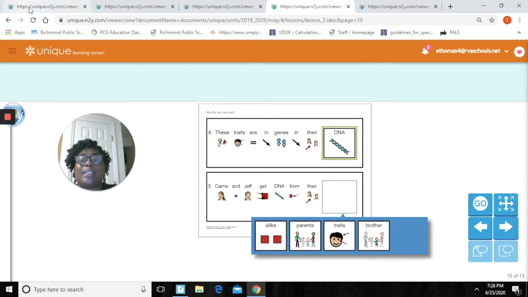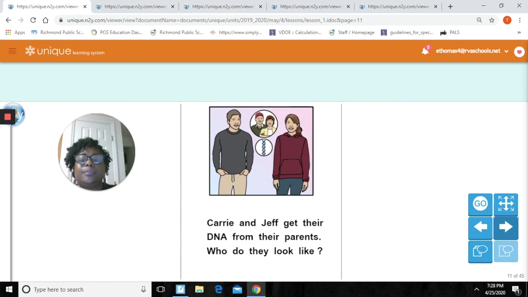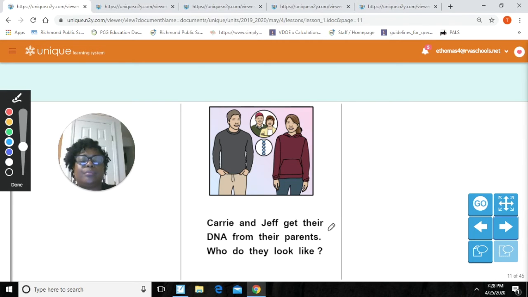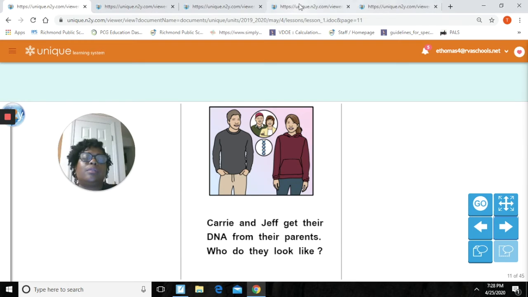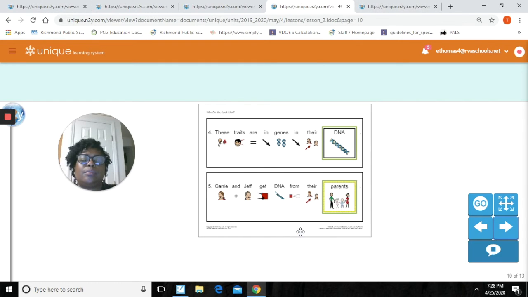So let's go back to our story. What does it say here? Carrie and Jeff get their DNA from their who? Parents. Let me underline that for you. From their parents. All right. Let's go back here and put parents. Oh, great. You did a good job filling in those sentences with the correct words.